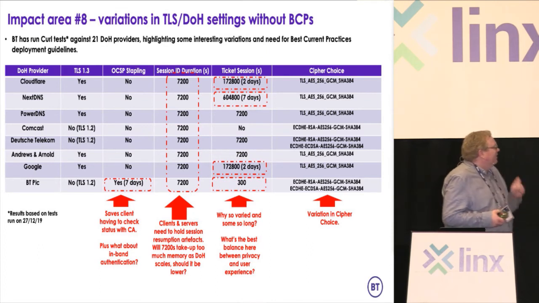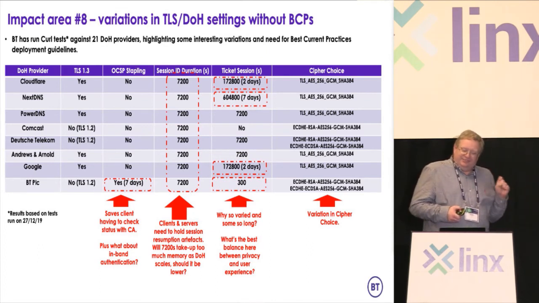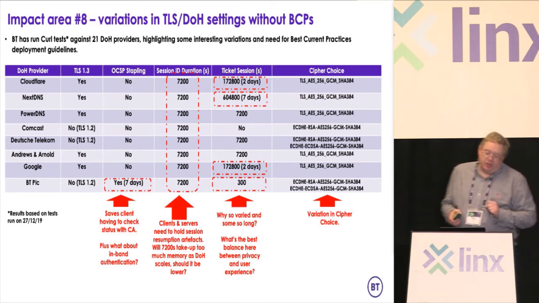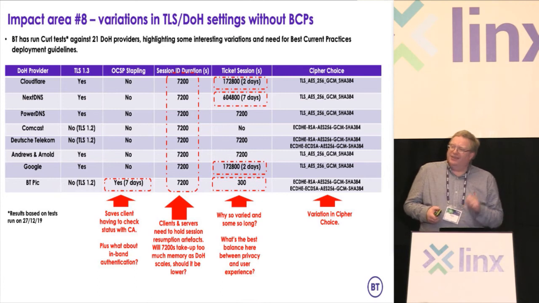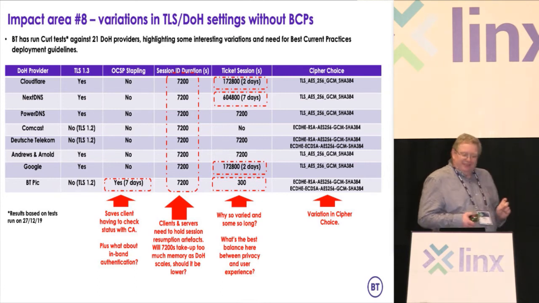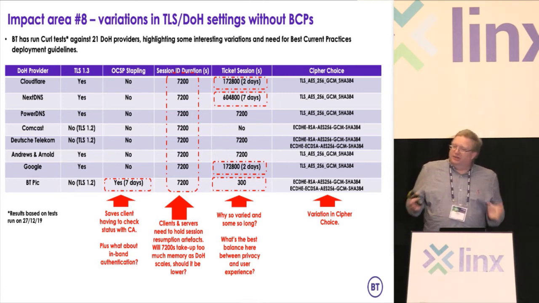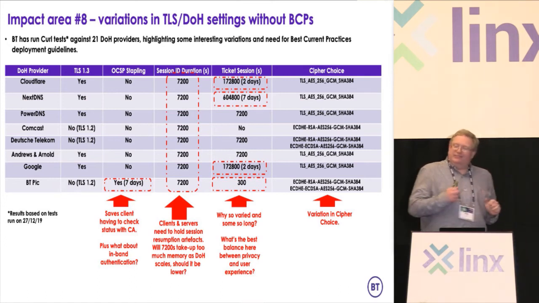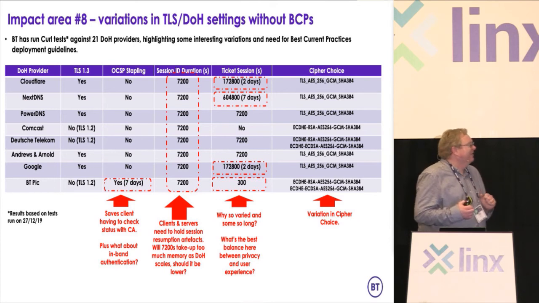Then the next one is really interesting. Ticket session duration. We're down at 300 seconds. Google and Cloudflare are 2 days. NextDNS is 7 days. Why the variation? Why are some so long here? Is there a balance between privacy and performance?